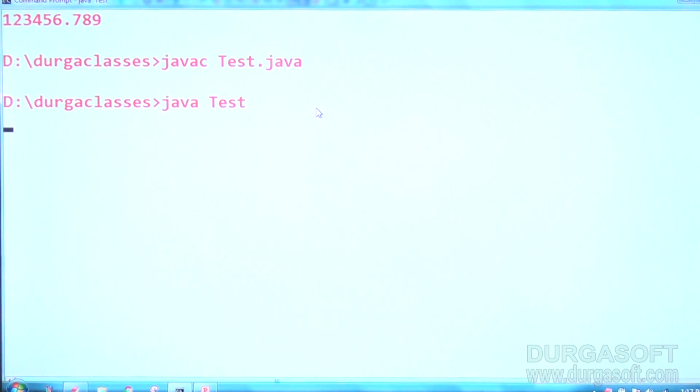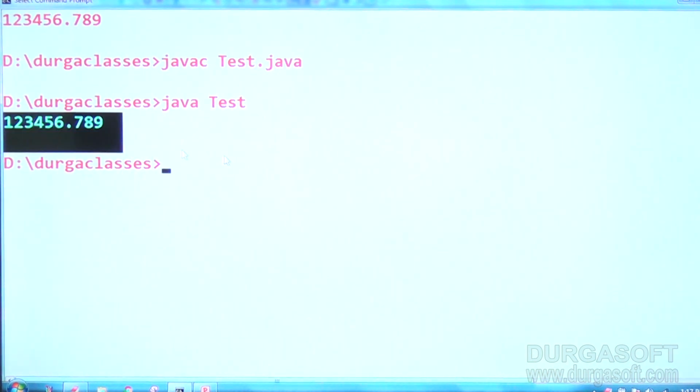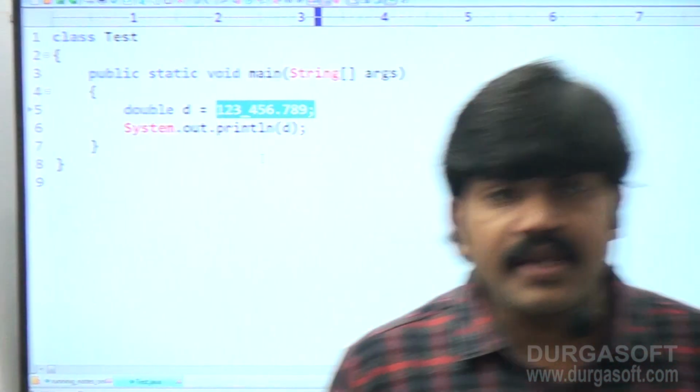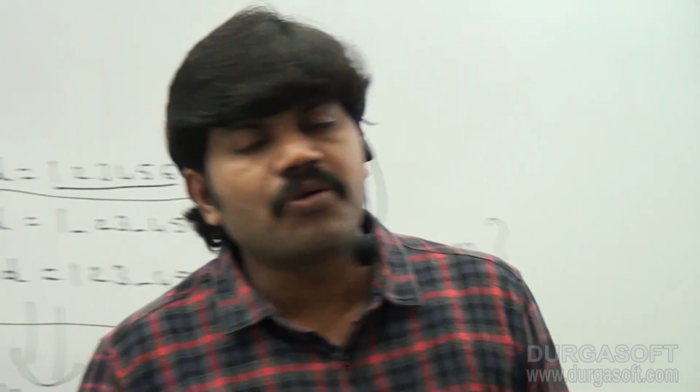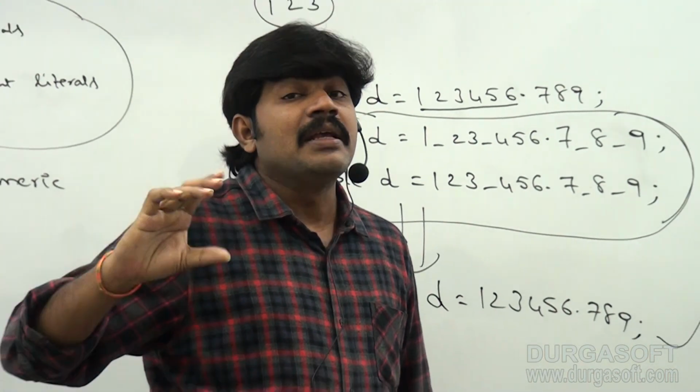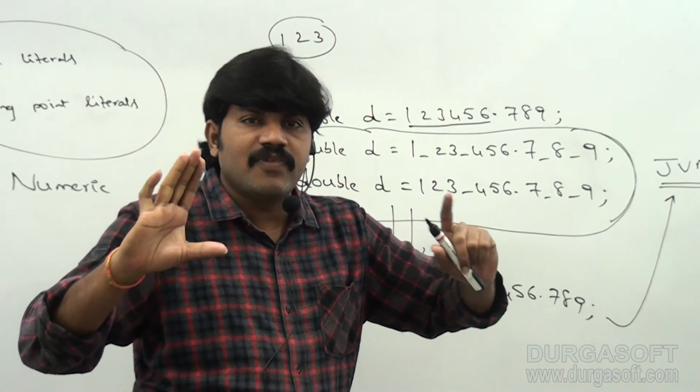123,456.789. Okay, sir, now observe, is it the same or not? Yes, observe carefully. It is also the same thing we are going to get. So you are adding 1 underscore 2 underscore, no problem. The compiler is going to remove all those underscore symbols at runtime. There is no conflict at all.